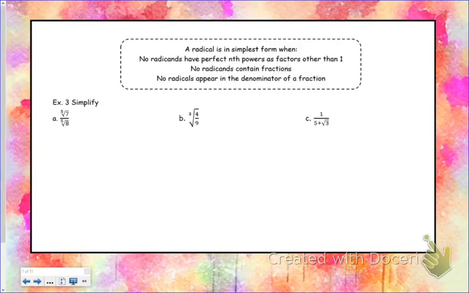All right, so when it comes to radicals, the rules we're going to follow in order for a radical to be simplified: it needs to have no perfect nth powers. And we say nth because it depends on what root we're talking about. So if it's a square root, no perfect squares. If it's a cube root, no perfect cubes. All right, and then we don't want fractions in the denominator or fractions in the radical.